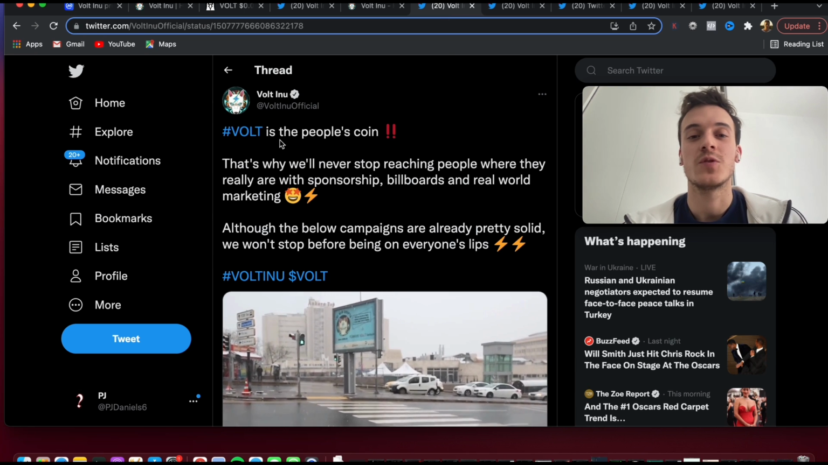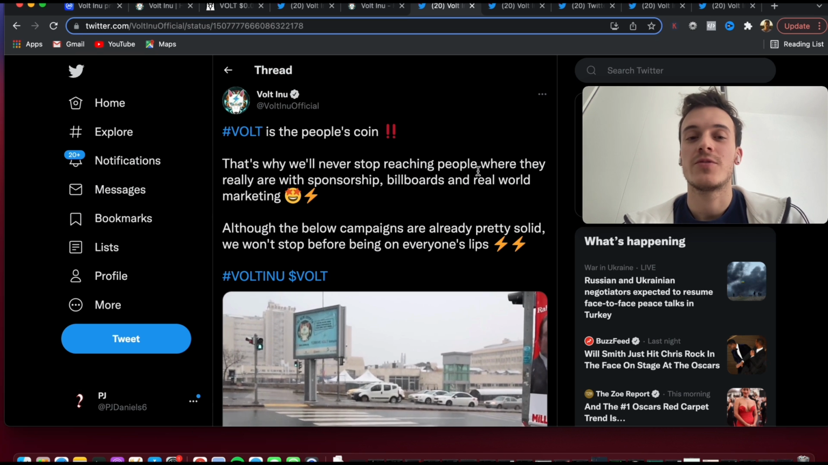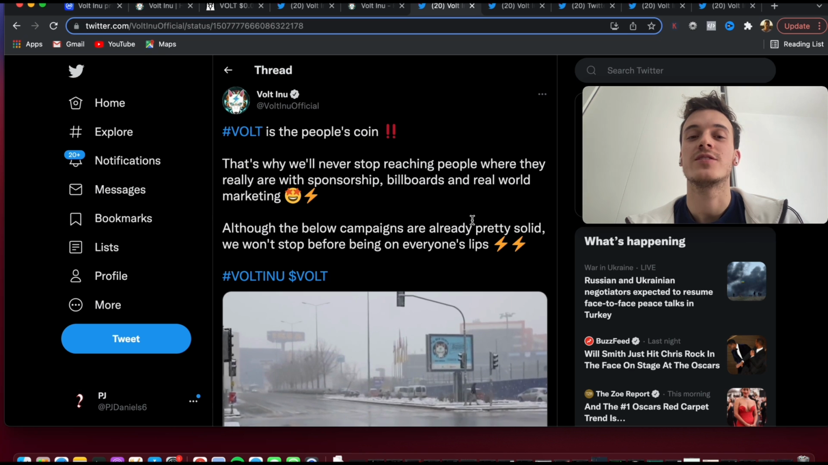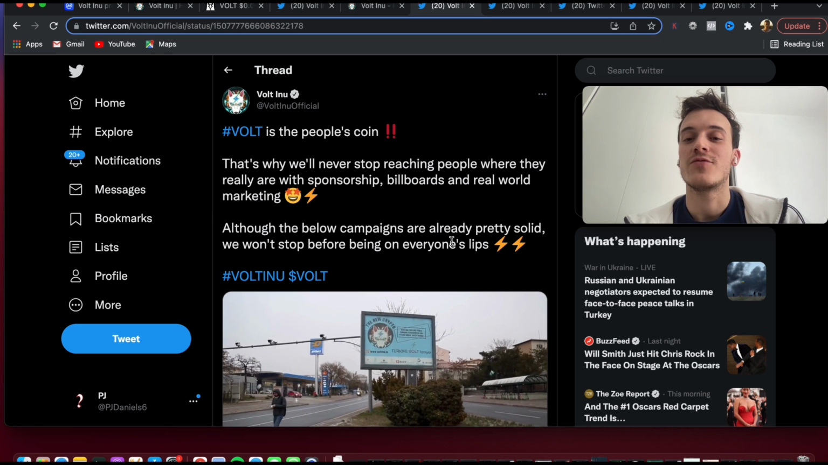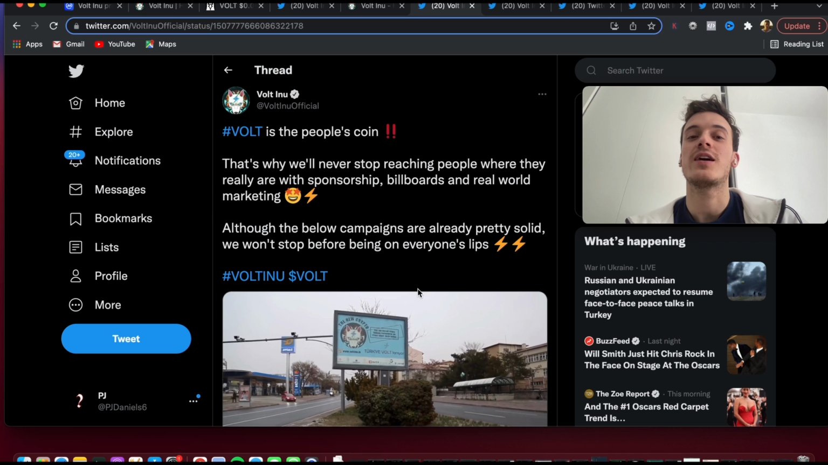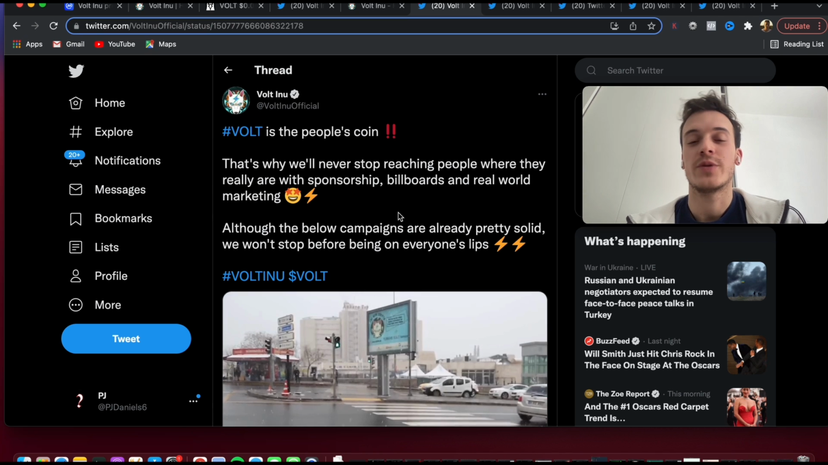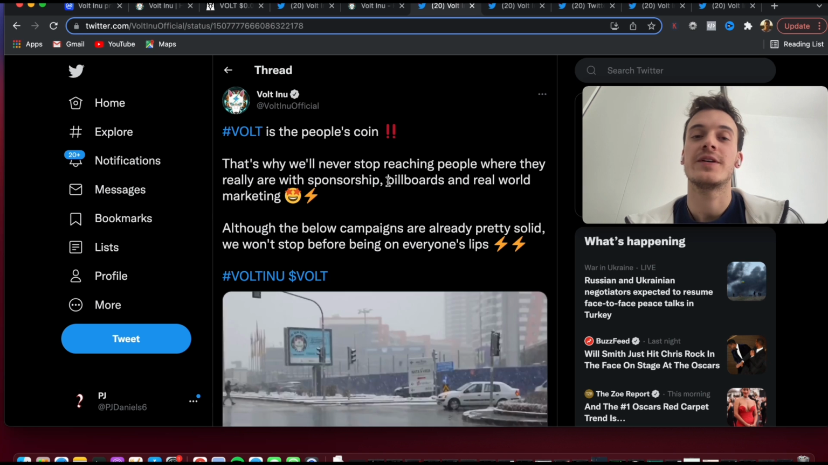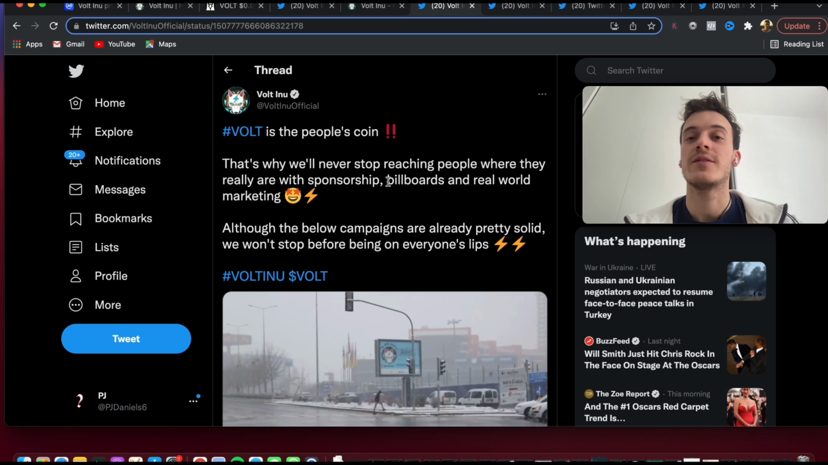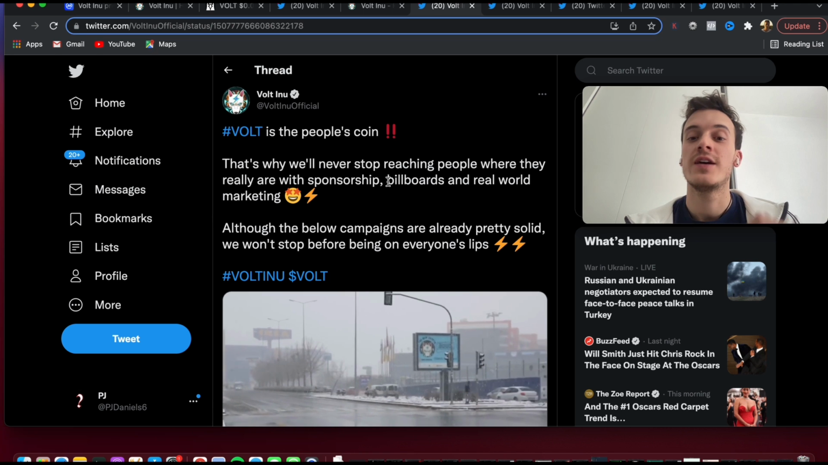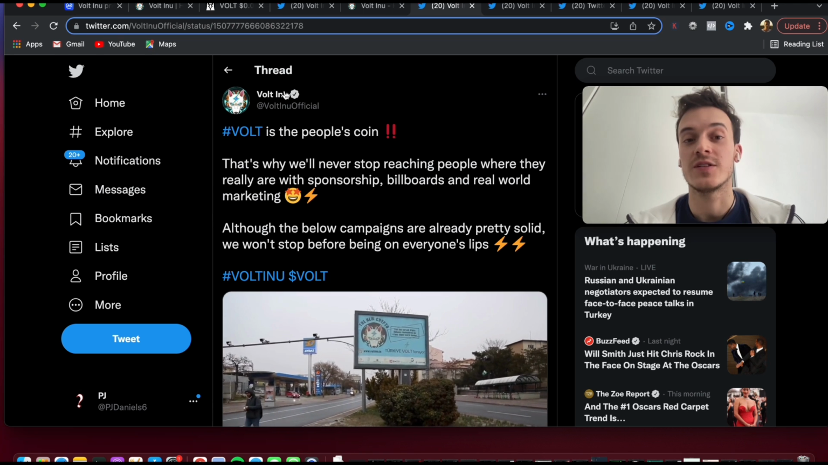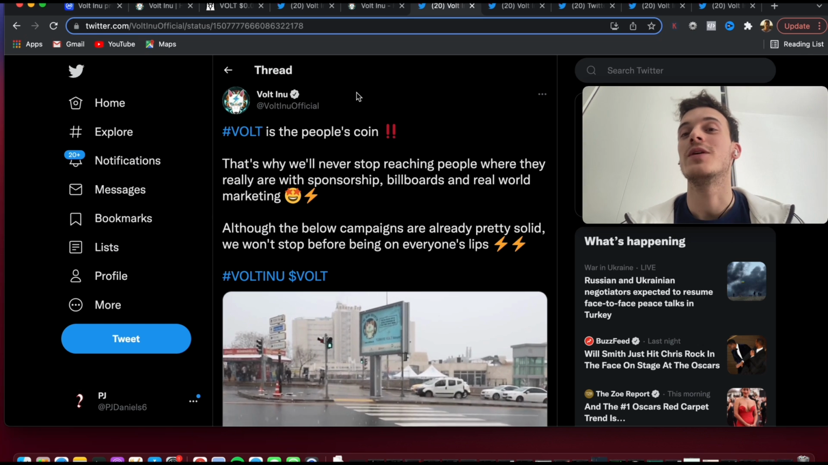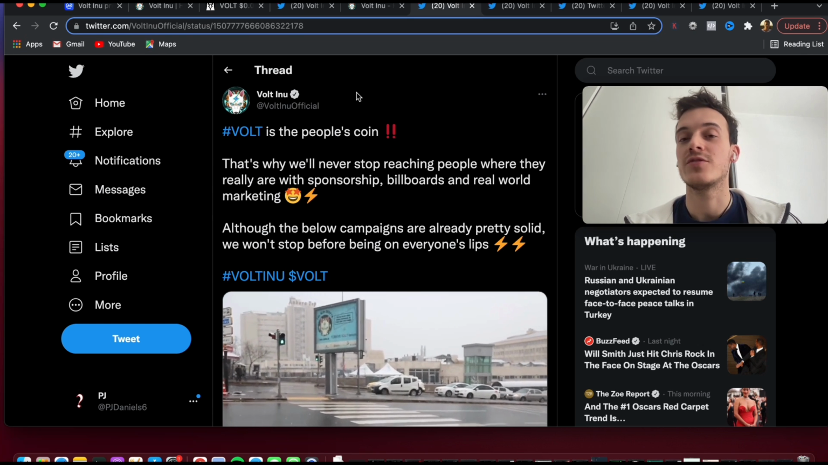Here you can see the people coins. That's why we'll never stop reaching people where they really are with sponsorship, billboard, and real-world marketing. Although the below campaigns are already pretty solid, we won't stop before being on everyone's lips. You can see here, marketing in real life. Like we said in the first videos about Volt Inu, Volt Inu is one of the smartest marketing teams in the space. They really get how to do the marketing online and in the real world, and they're really great at it. That's why you can see they're verified, that's why they're at 36,000 followers, and that's why they're at almost 30 million market cap in a span of a couple of months, which is amazing.